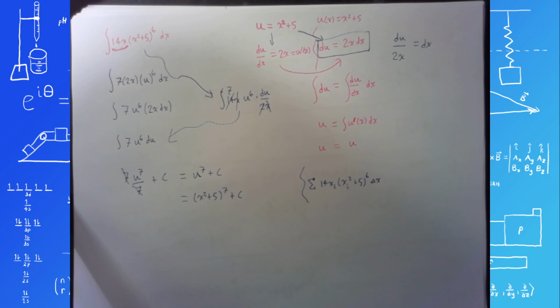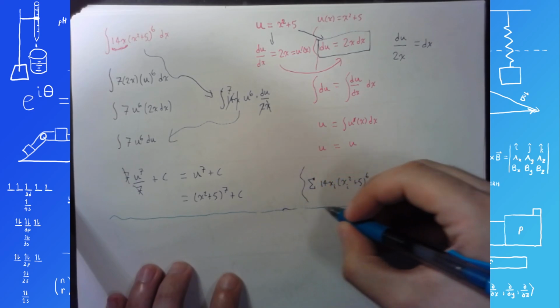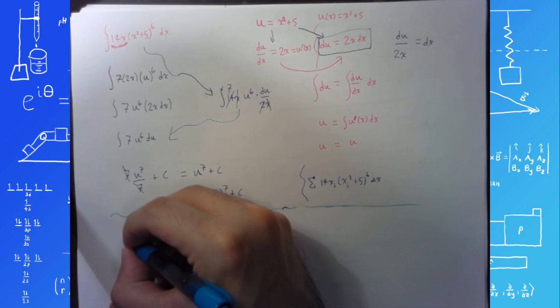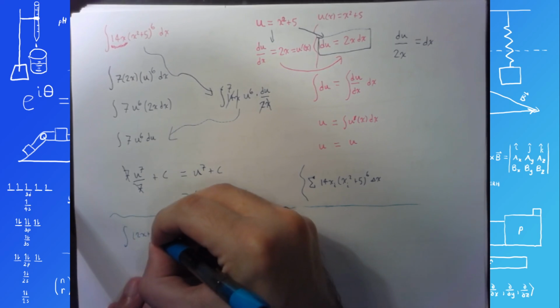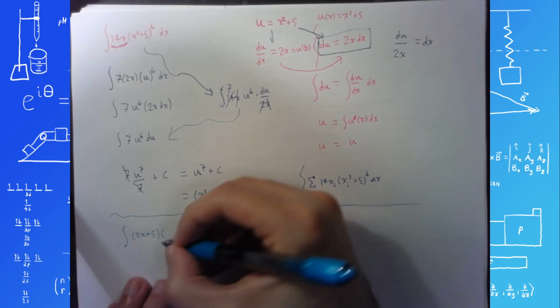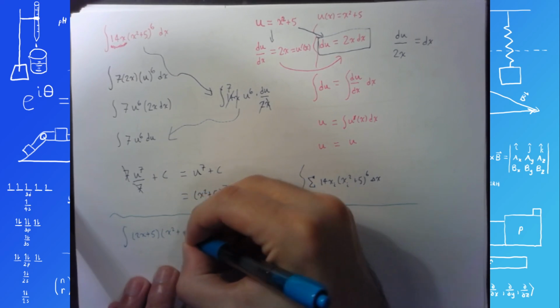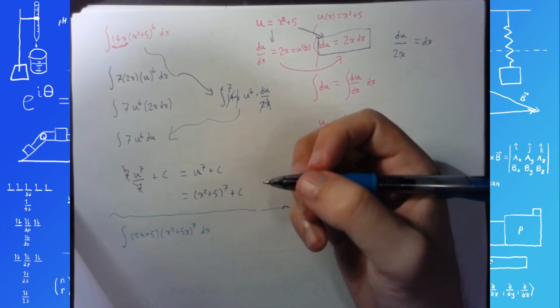And how about that first one? So it says 2x plus 5 times x squared plus 5x to the 7th. Well, I didn't word that very nicely, but you'll understand once you see it written. So it says integral of 2x plus 5 multiplied by the quantity of x squared plus 5x to the 7th power and integrated with respect to x.